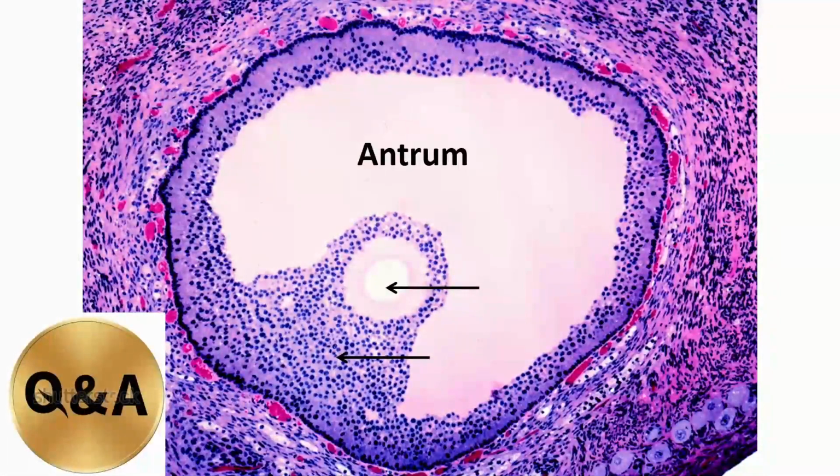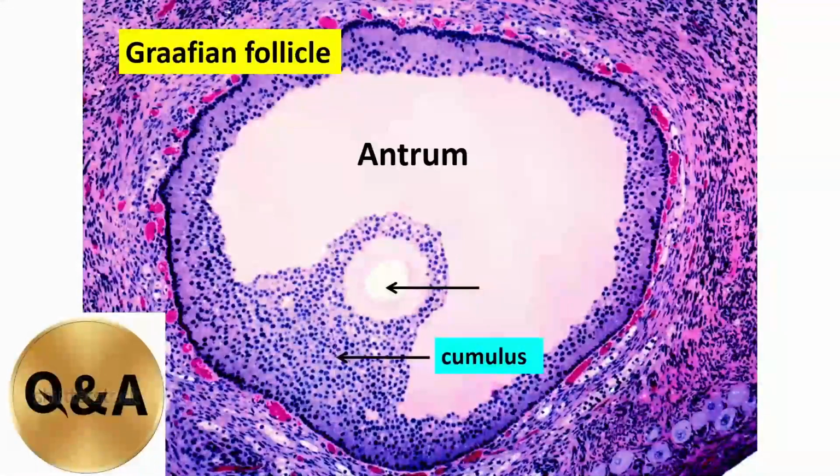This number of granulosa cells are called cumulus. What is a cumulus? It is simply granulosa cells of theca interna connecting the oocyte to the granulosa cells. And these are the features of the last stage of development of the oocyte with its follicles, and this is the Graafian follicle.